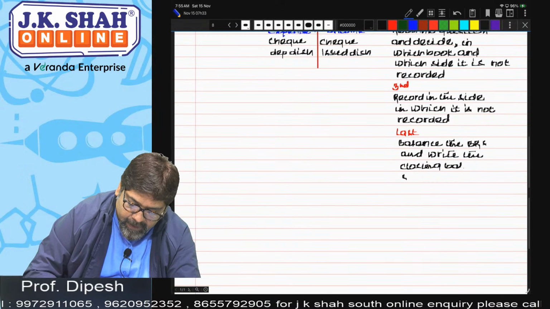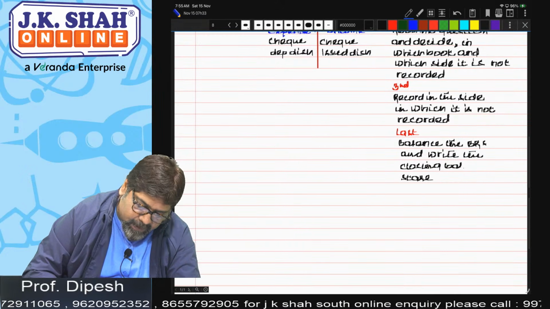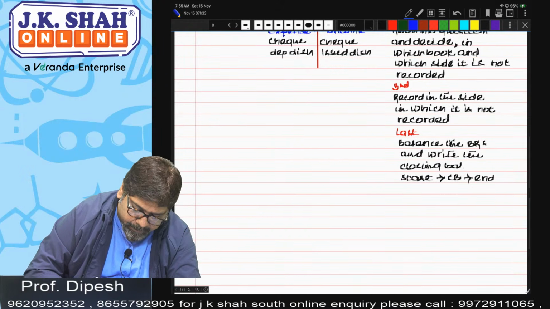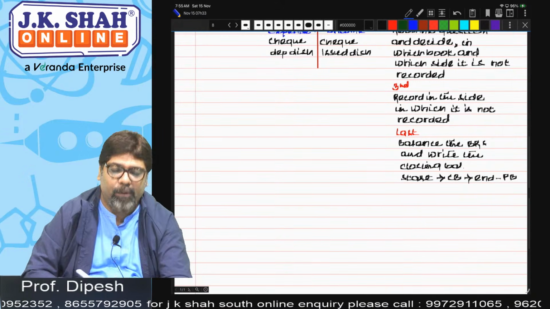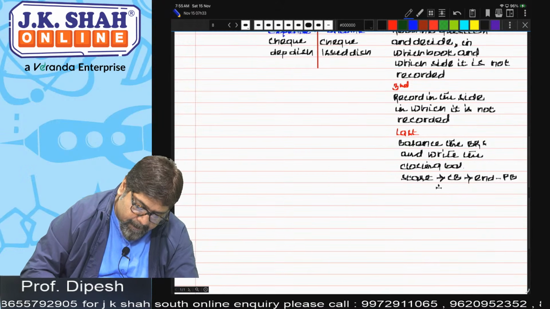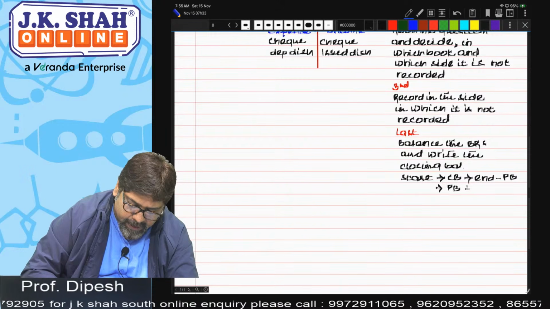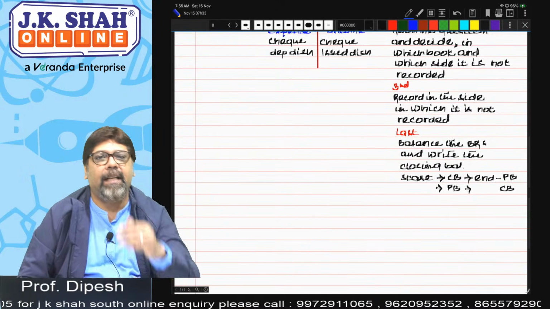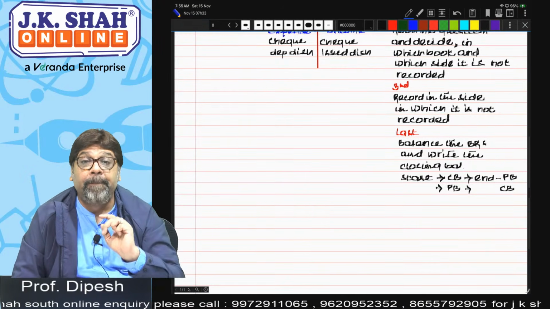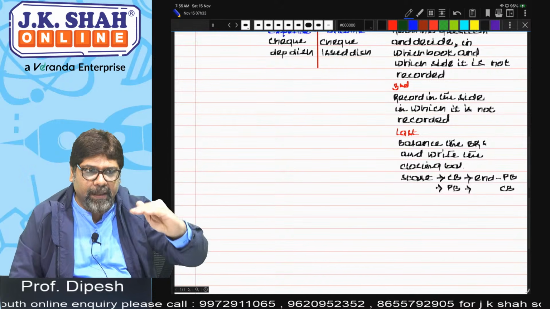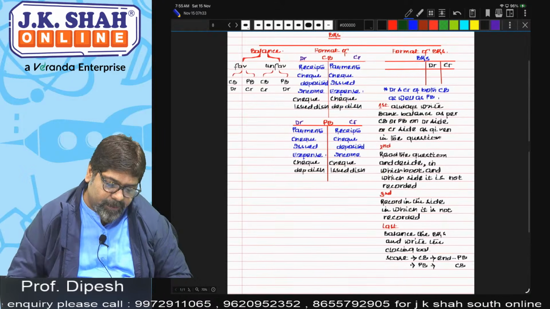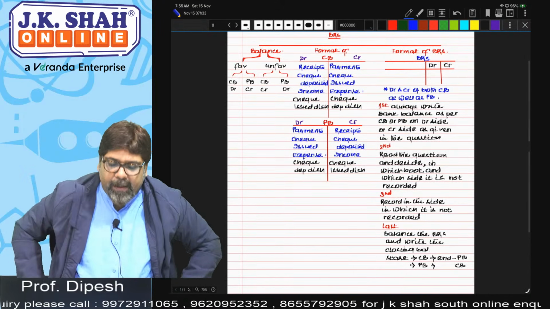Correct? If you are starting with the cash book, end with the passbook. If you are starting with the passbook, then you will end with the cash book. Why? Because you are reconciling cash and bank balance. If you start with the cash book, you reconcile and reach the passbook balance. If you start with the passbook, you reconcile and reach the cash book balance. Am I clear? This much everybody understood?